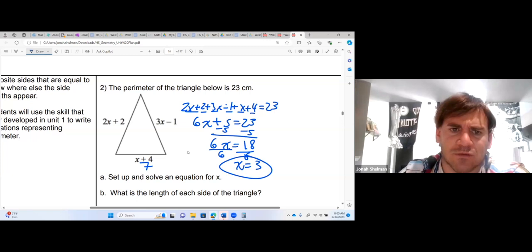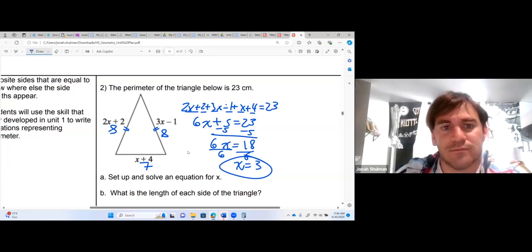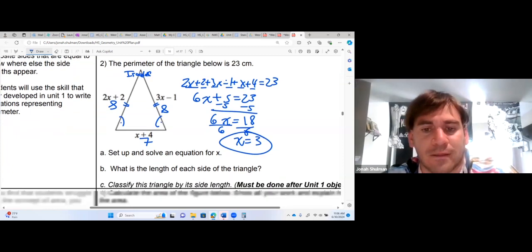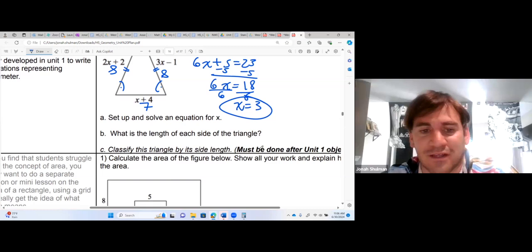So this one's got to be 7. 3 times 3 is 9, minus 1 is 8. 2 times 3 plus 2 is 8. So this is what's called an isosceles triangle because it has two sides that are the same. And we know that these are both equal to each other. Isn't that so pretty? And we have to classify it like that.